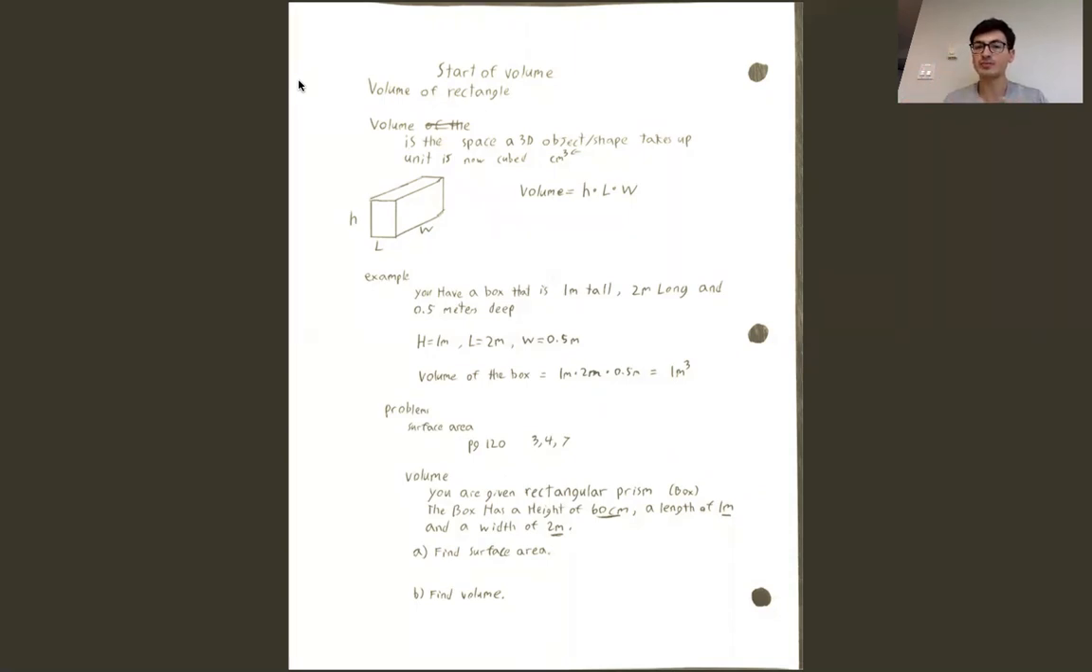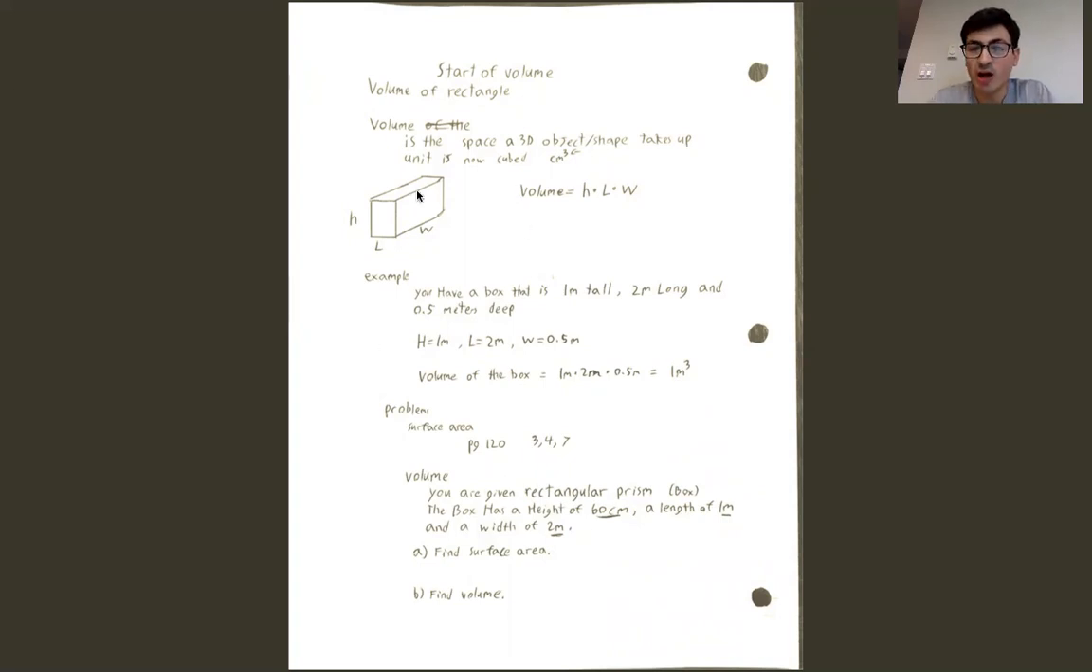So with volume, now we're looking at 3-dimensional space. So how much 3-dimensional space an object takes up. Everything that we interact with is three-dimensional. Even a piece of paper is three-dimensional. It has a length, a width, and a very small height. It's very small, but it has a height. So a piece of paper will have a volume.